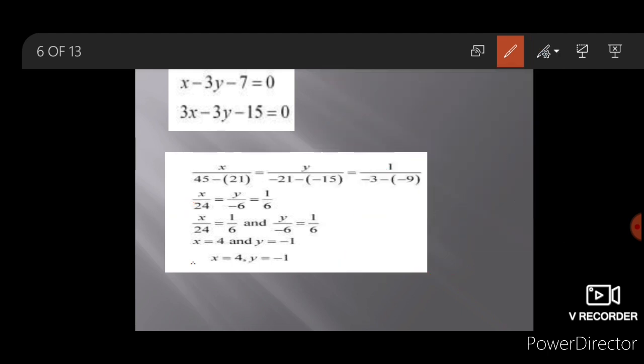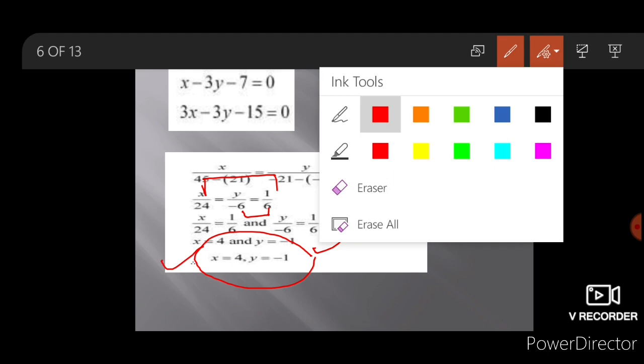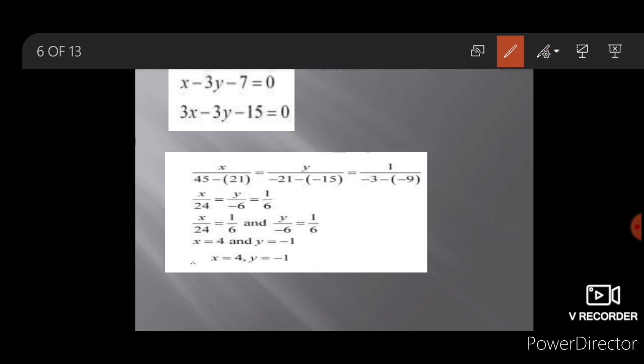If we get this, compare first and last term, we get x is equal to 4, and compare middle two terms, we get y is equal to minus 1. Hence we get x is equal to 4 and y is equal to minus 1.